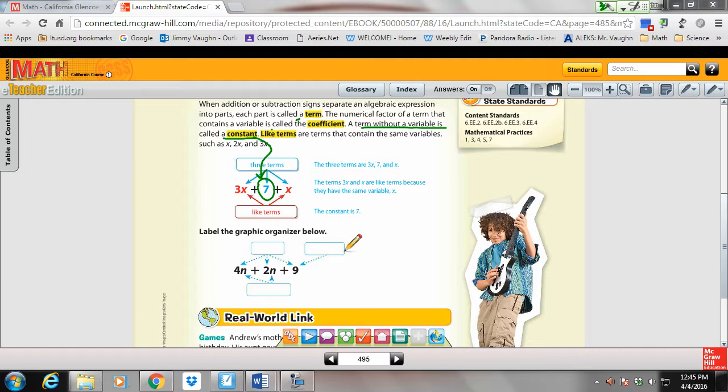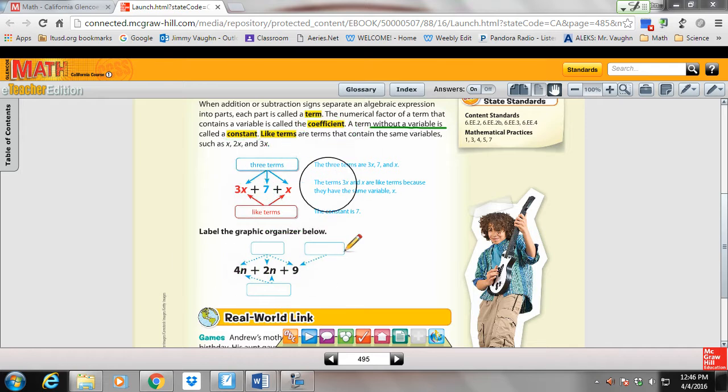And then the coefficient is the number that goes with the variable term. So the 3x isn't the coefficient. You would say the 3 is the coefficient here. Down below, the 9, would that be a coefficient or a constant? That'd be the constant, because it's going to be 9 no matter what. And then here, the 4 and the 2 would be called coefficients.